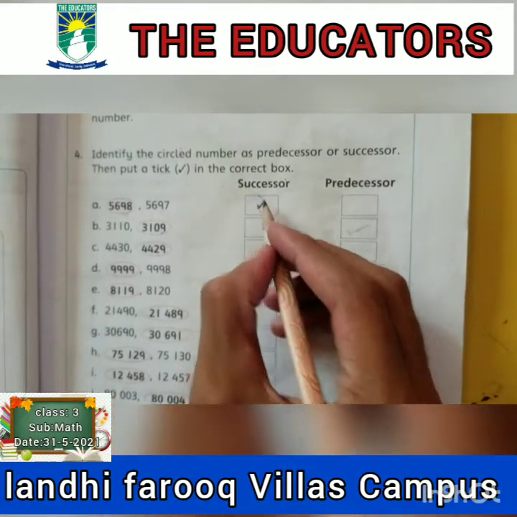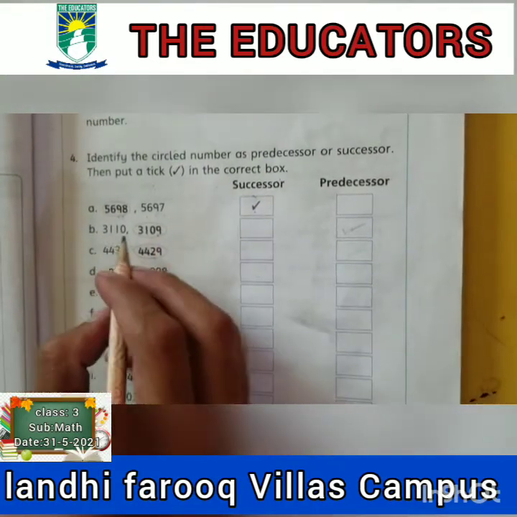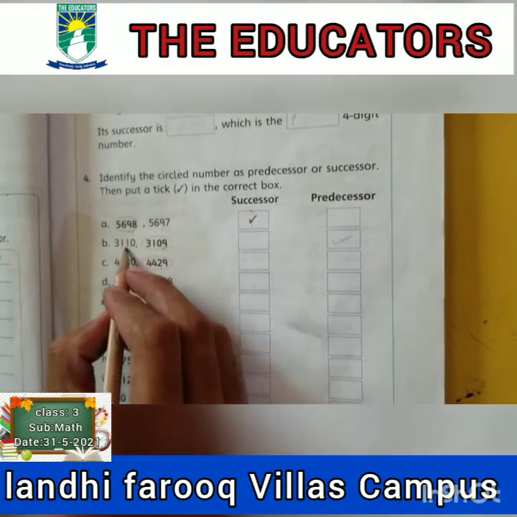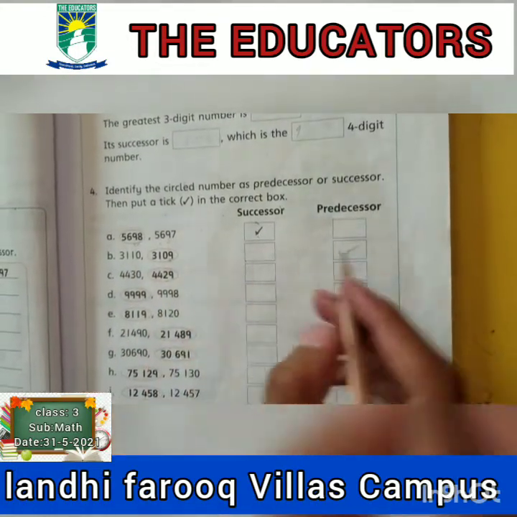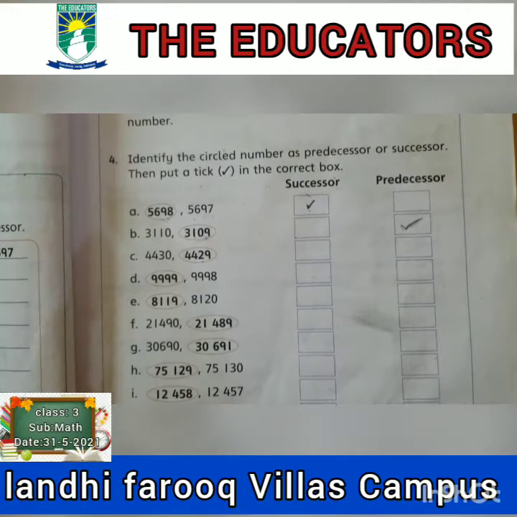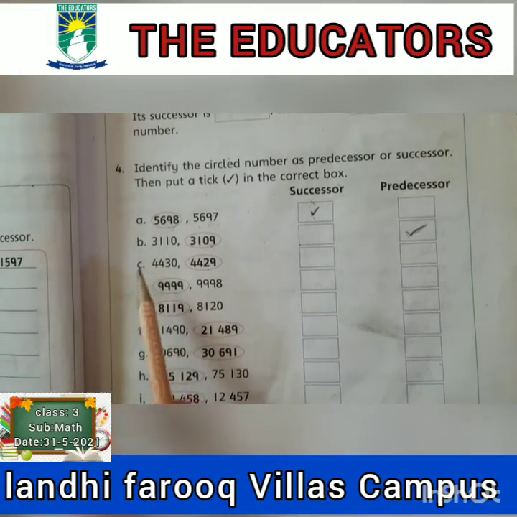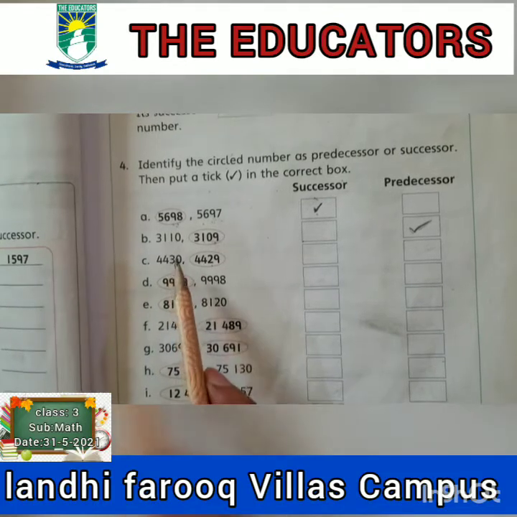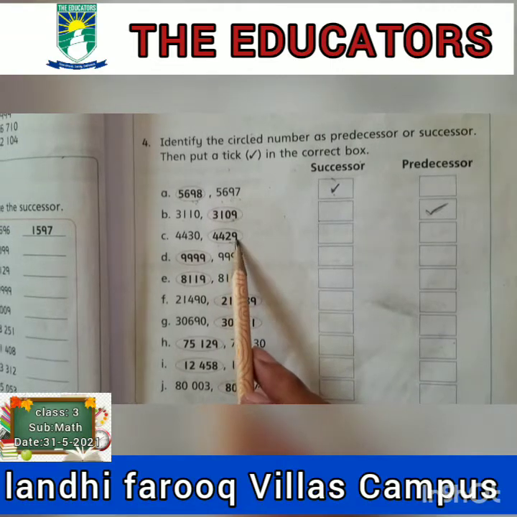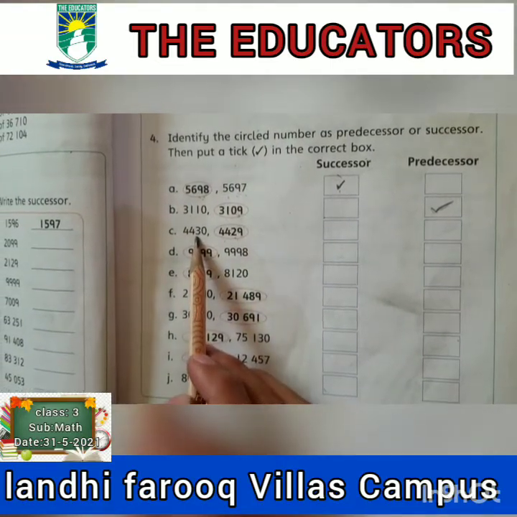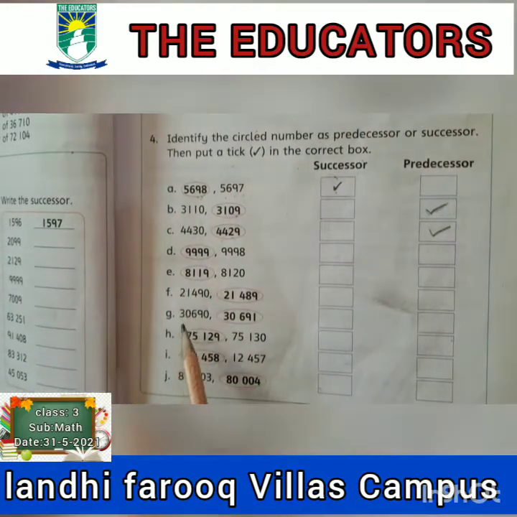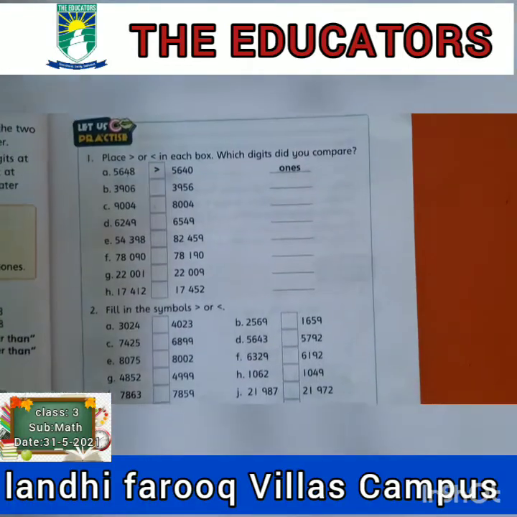So we put a tick in the successor box. The next, the B part is 3109, 3108. 08 is smaller, so predecessor is the smaller number, so we tick the predecessor box. Okay, part C, 4430, 4429. The ring digit is 29. 29 comes before 30, so 29 is the predecessor. Okay class, the remaining parts D, E, F, G, H, I, J you will do as your homework.